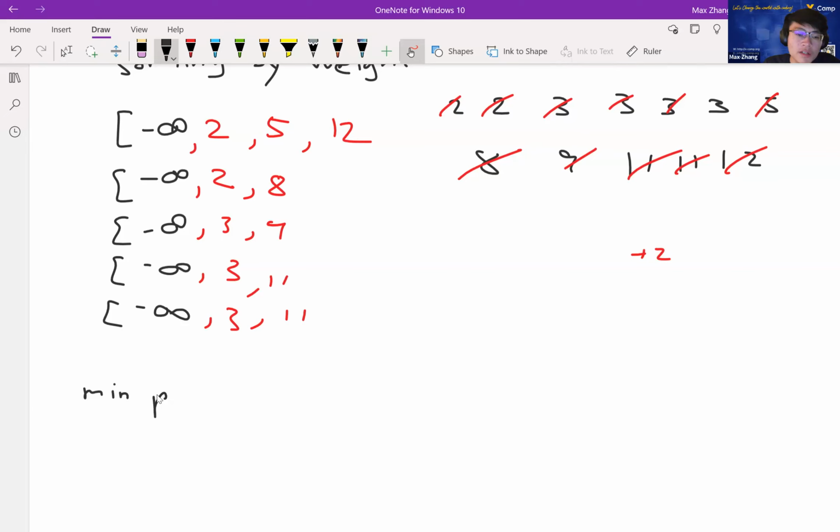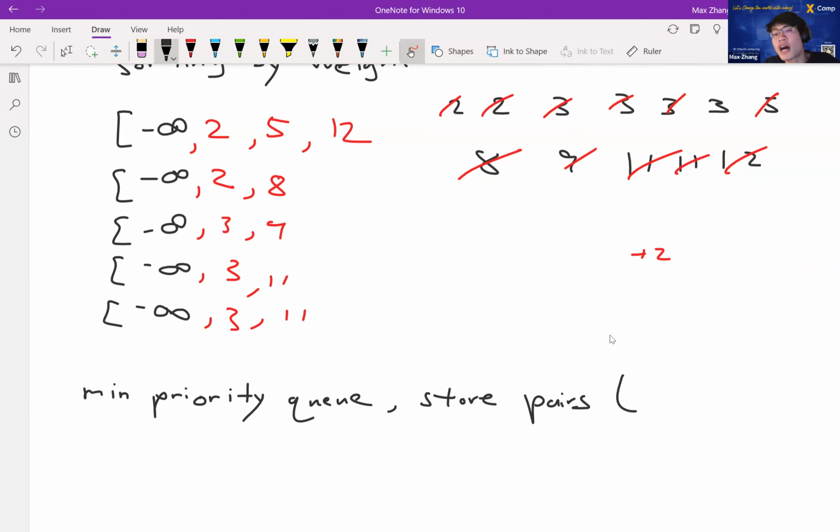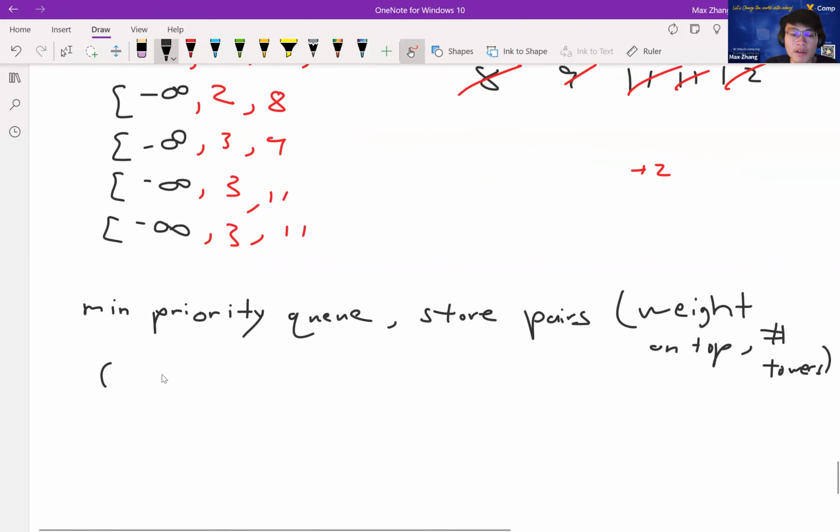And I don't want to have like 10 to the 9 different towers inside a priority queue. That's too much memory. I'm going to compress it. I'm going to store pairs representing the tower. It's going to be the weight on top of the tower and the number of towers I have with this weight. So it's compressed form, basically. I'm going to store this priority queue. Initially, it's just going to have one pair of negative infinity with m of these.